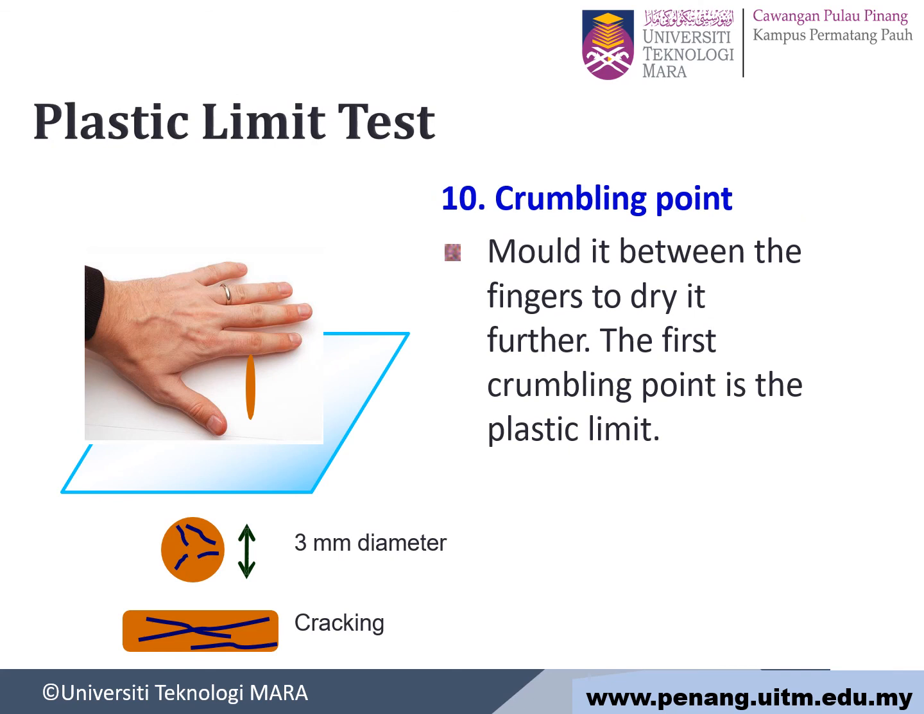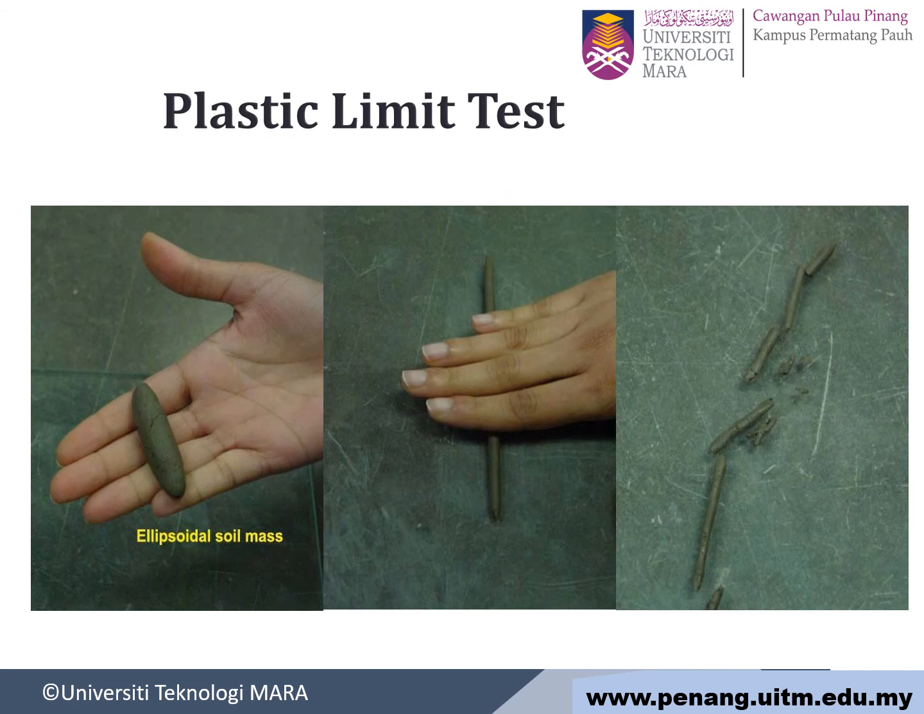Step number 10, crumbling point. Mold it between the fingers to dry it further. The first crumbling point is the plastic limit. Okay, look at that. This is 3 mm diameter and then cracking here. This is an example of how we do it.